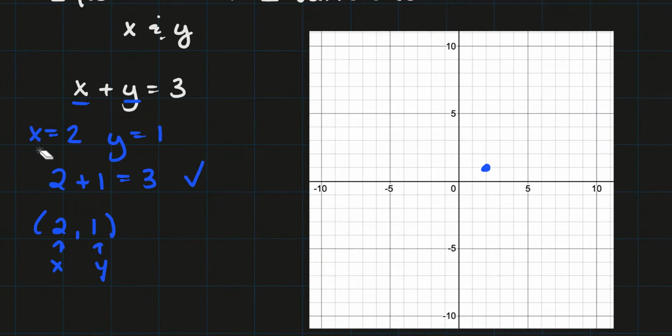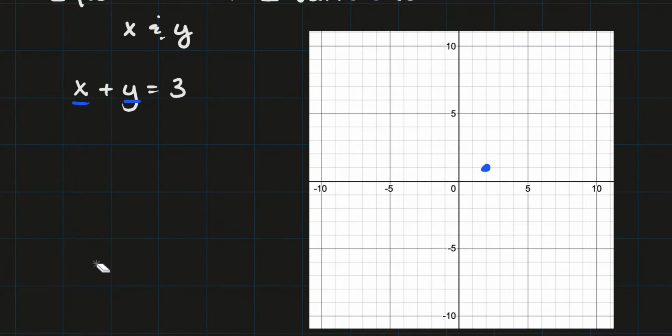Now there's lots of points that go to this graph. In fact, there's infinitely many points that belong to the graph. Let's find another one. The easiest thing to do is to solve for one of the variables. Usually we solve for y. So let's move the x over to the other side. So y is equal to 3 minus x. And let's just plug in whatever we want for x.